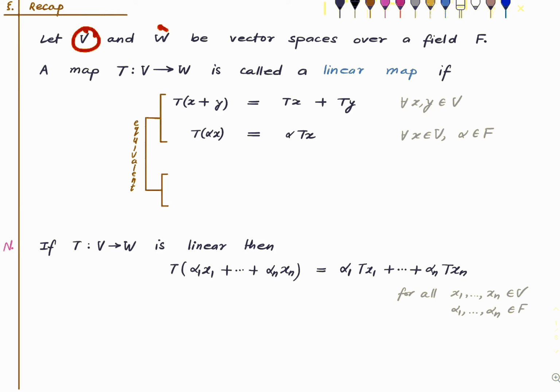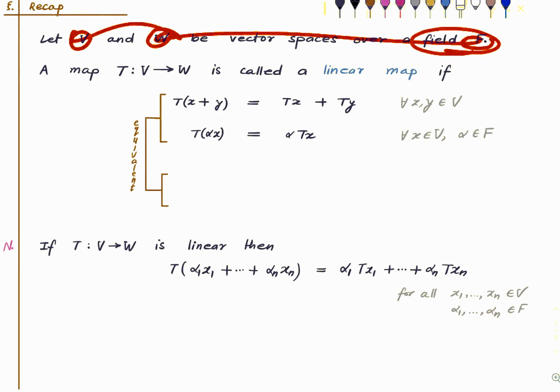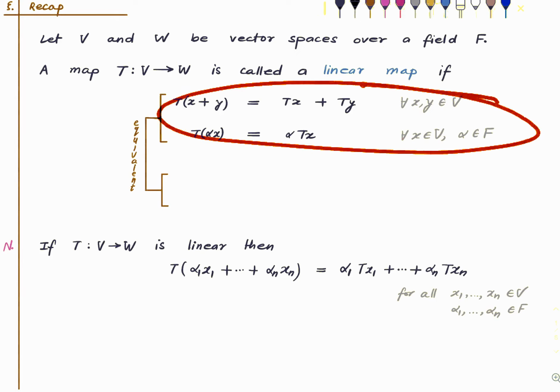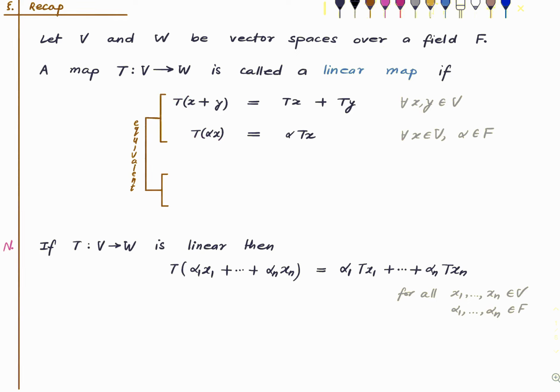So if V and W are vector spaces over a field F, so both of these vector spaces are over the same field F, then a map from V to W is called a linear map if these two conditions hold. Let me not expand on that. So that's the definition of a linear map, and both of these can be written in one shot, equivalently, to say that T(alpha x plus beta y) is equal to alpha T(x) plus beta T(y) for all x, y and scalars alpha, beta.